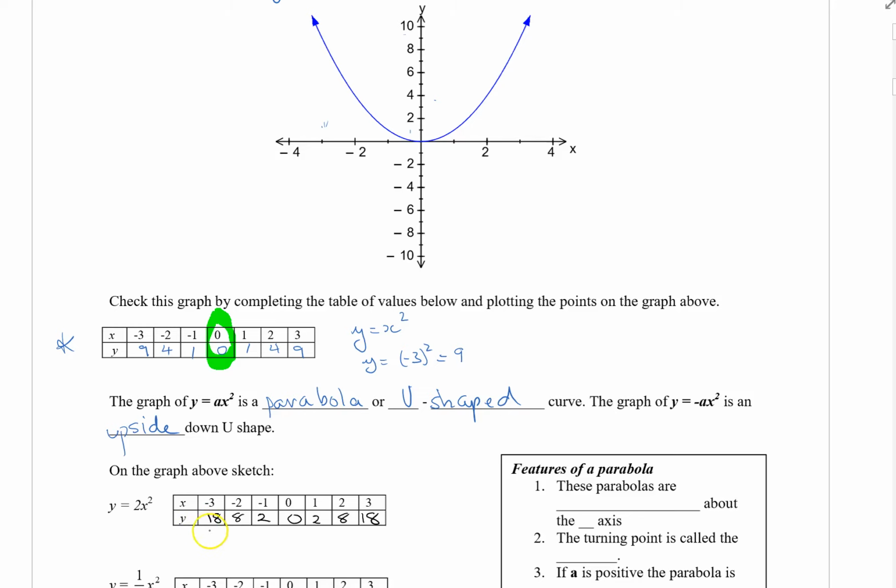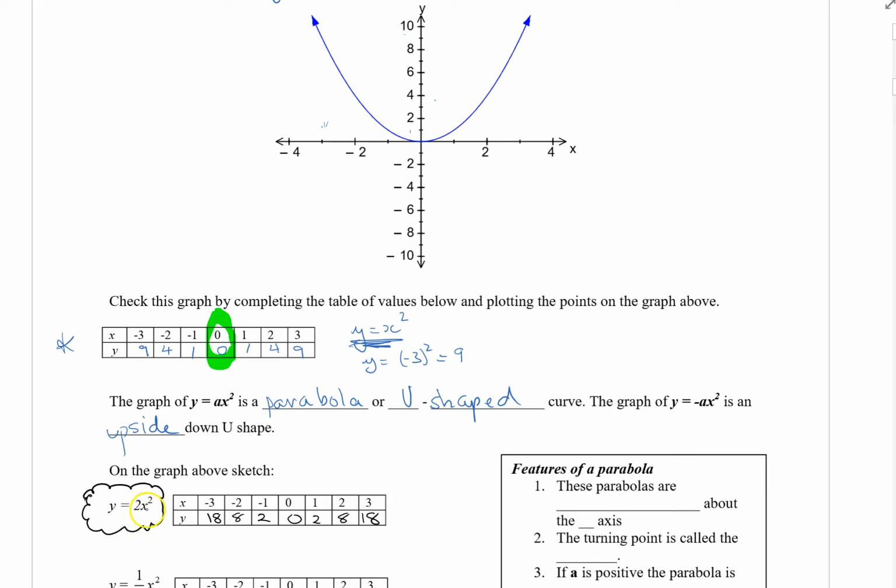Okay, now as you can see, I've already filled out the table of values for the new function, y equals 2x squared. The only change from y equals x squared, which is the graph drawn in blue, is that there's an additional 2 out the front. In the general form it was referred to as a, so the a has just been replaced with a 2.